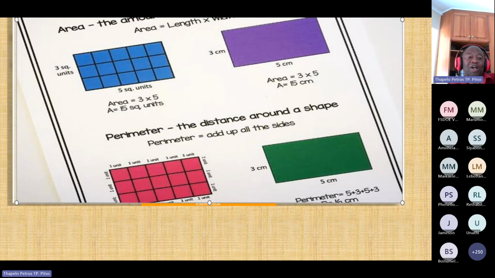When you look at this one, we've got 5 units and 3 units. The blue rectangle, you count how many units around, and then when you talk about the area, in other words, your length times the breadth. In other words, that longer dimension and the shorter, the length and the breadth. That space is the measure of the space within the length and the breadth. Same thing with your purple rectangle there.